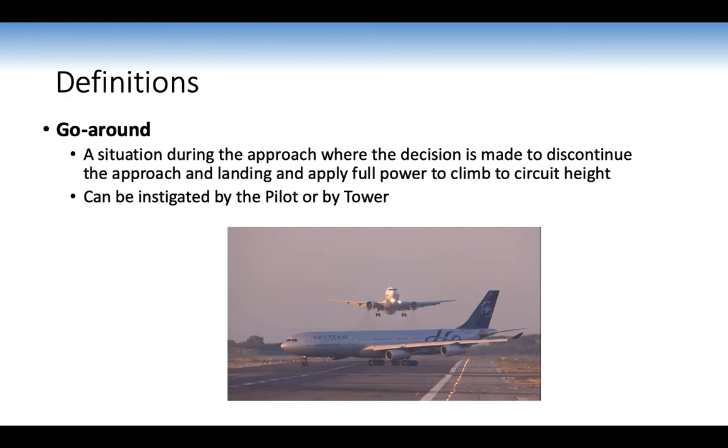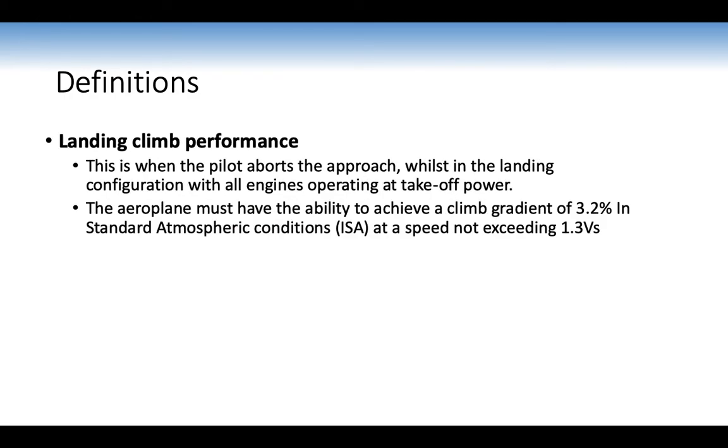And in this lesson, we've got that threat of traffic being too close, the error being a failure to identify traffic, and the undesired aircraft state will be too close. So make sure you look out for traffic. For example, it could be the runway, and you listen to tower as well.